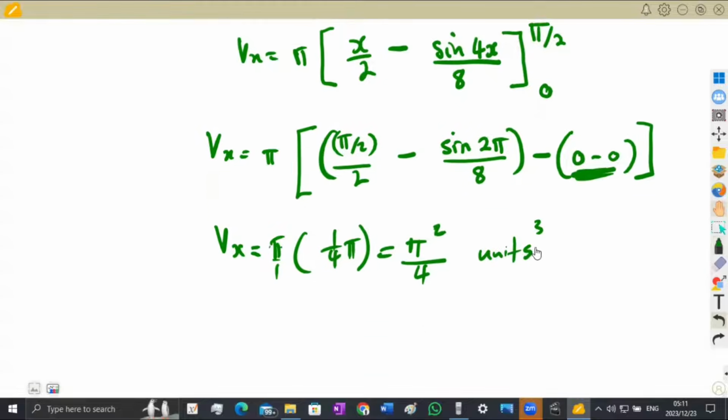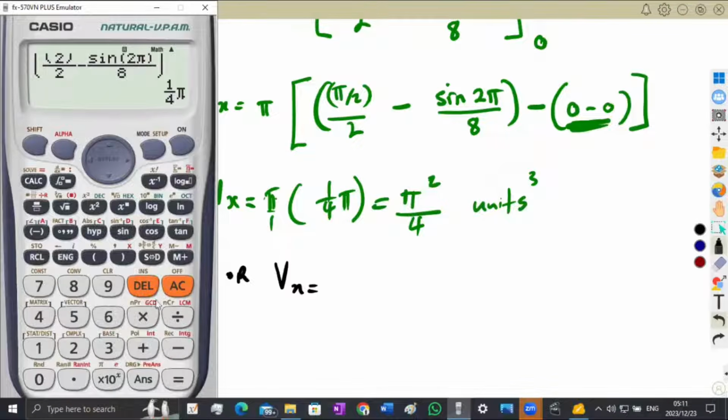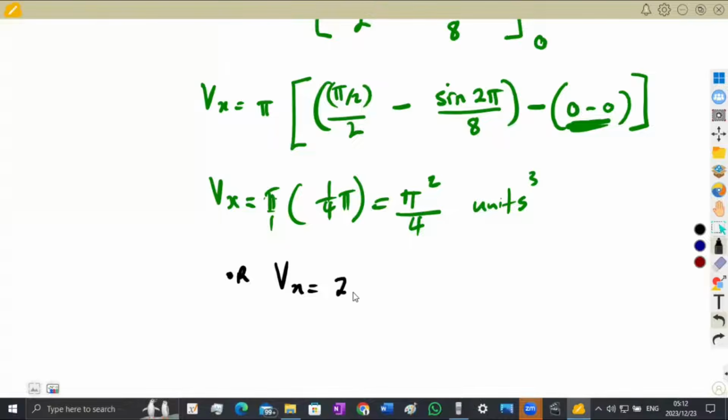So you can have your volume this way, or you can even write this as a decimal. If you multiply this by pi, as a decimal, that's 2.467. Or you can just round off: shift, set up, fix this to 6, then for 3 decimal places you press 3. So round off your answer to 3 decimal places, which is going to be 2.467 cubic units, or you can just write it that way. So that is the application of our volume.